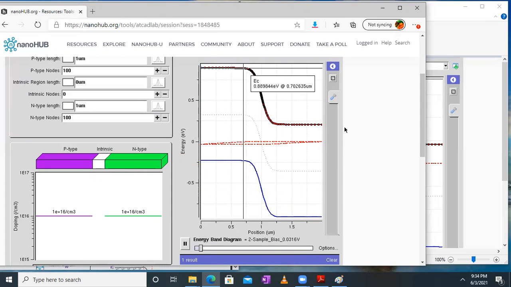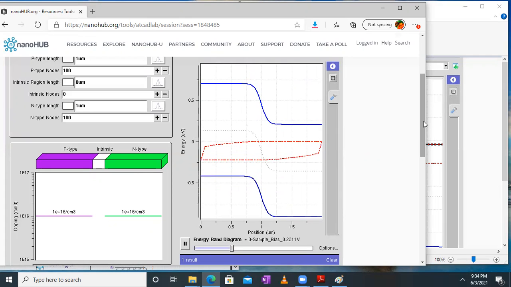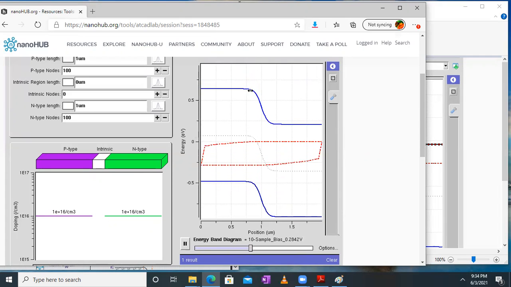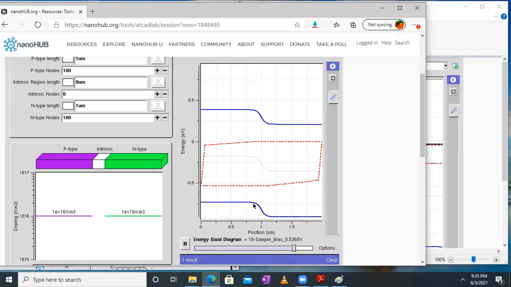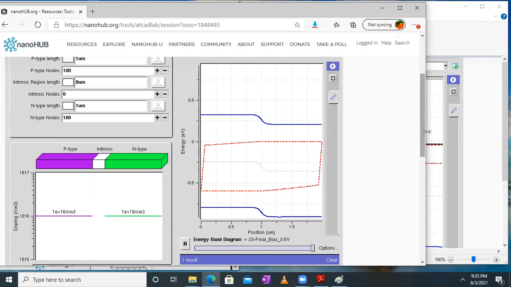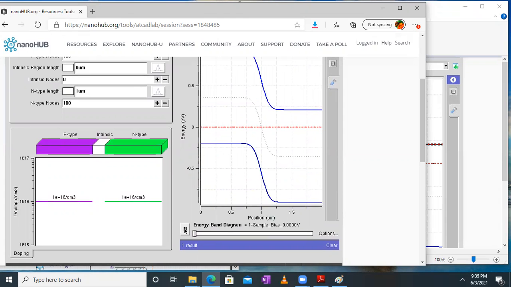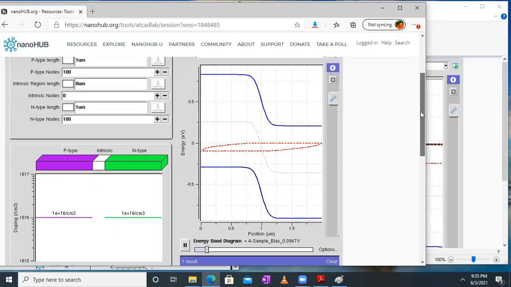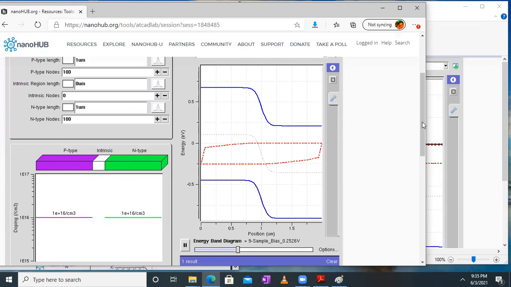This is at equilibrium, and as we go on applying the forward bias voltage one by one, 0.1, 0.2, 0.3, 0.4, we can clearly see the barrier of the conduction band is reducing over here, and here you see the valence band also is reducing. So this is really what will happen in case of forward bias. Let us see one more time. As you can clearly see, we have a reduced barrier for the conduction band and the valence band.